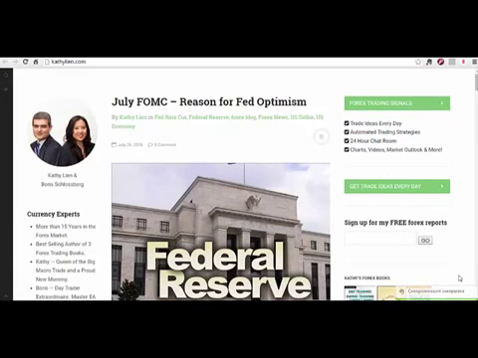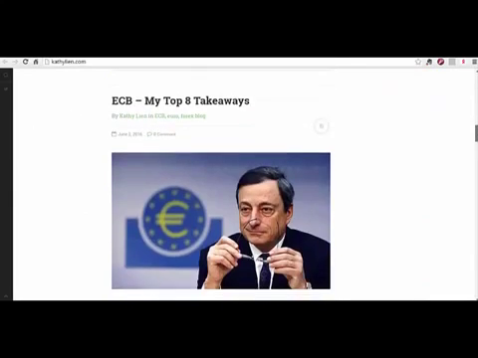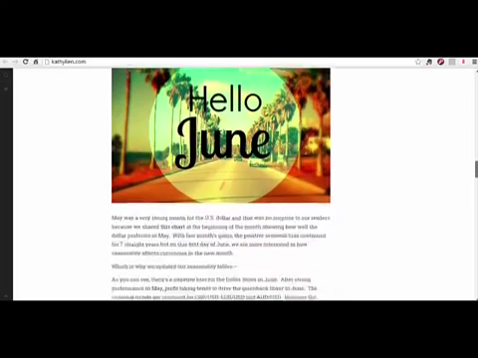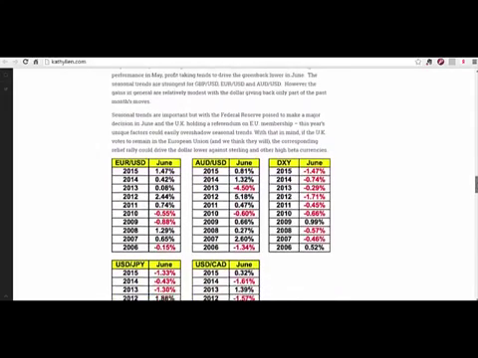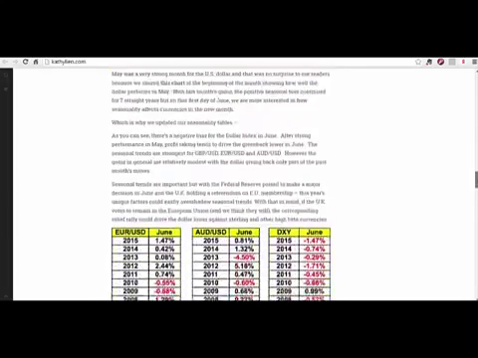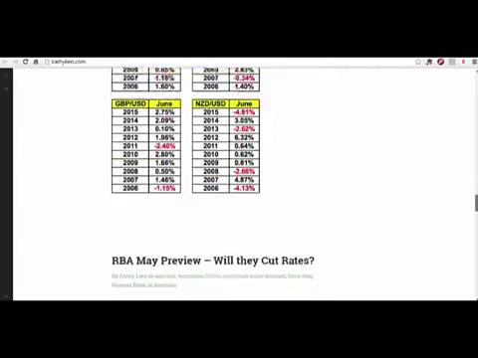And also, if you are interested in seasonal analysis, I personally advise you to watch the blog of Kathleen.com. Kathleen and Boris Schlossberg are renowned experts in the field of forex trading, and sometimes they post some interesting information concerning seasonal analysis. For example, forex June seasonality, negative dollar bias. Well, we have a post here by British pound, negative dollar bias, and we see some research concerning seasonal trending activity. And also here we have an explanation. They put this information in a context which is very useful in my opinion.